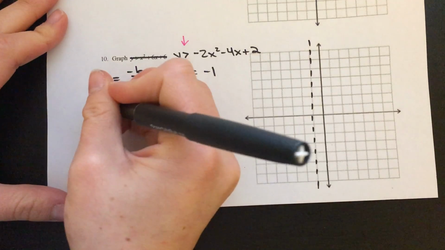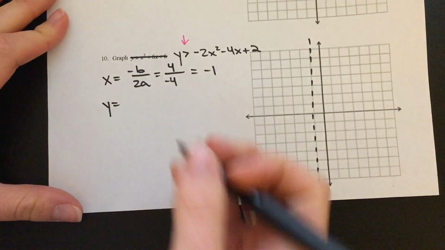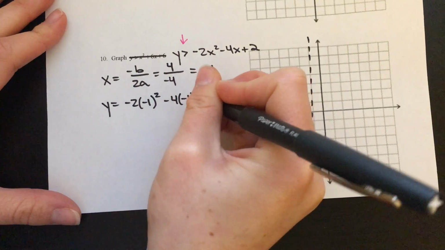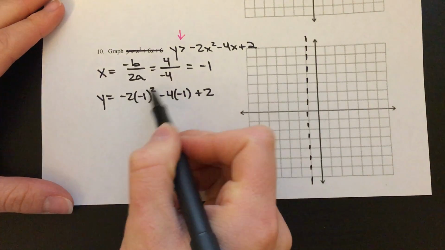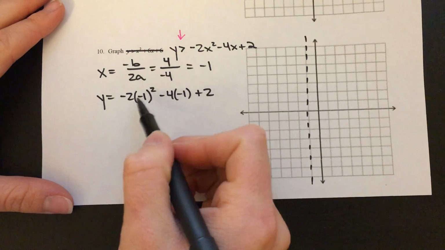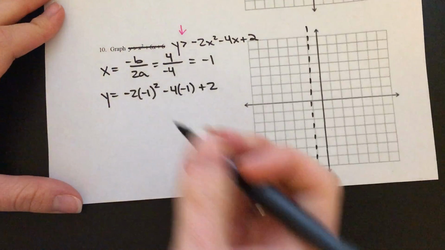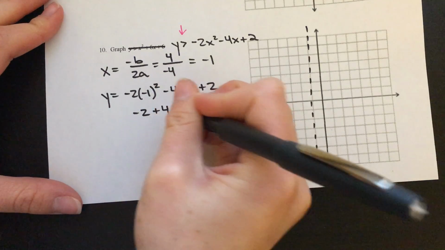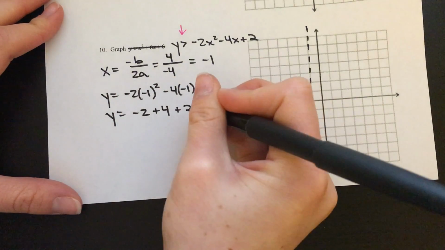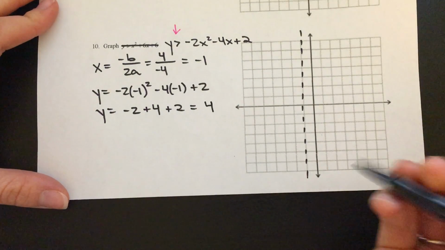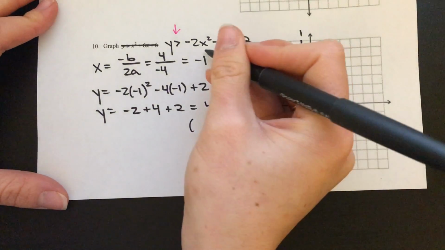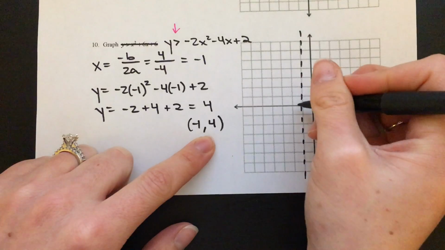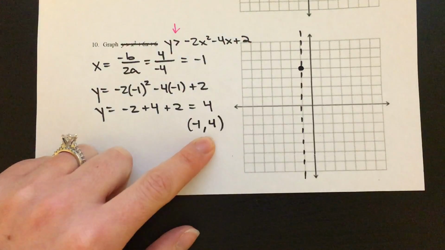Then we want to know where the vertex is. So you're going to plug -1 into this function right here. Okay, so here, remember a big trick, make sure you're squaring first and then multiplying. So when I square the -1, I get +1. Then I multiply it by -2. And then here, negative times negative would be +4 plus 2. So this comes out to be 4. So that is the y-coordinate of my vertex. So the x-coordinate is -1, and the y-coordinate is 4. So that point is going to be my vertex, which will be right there.